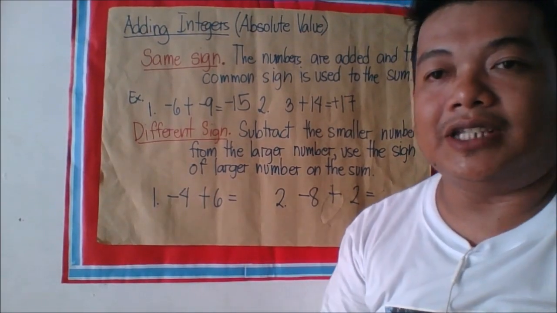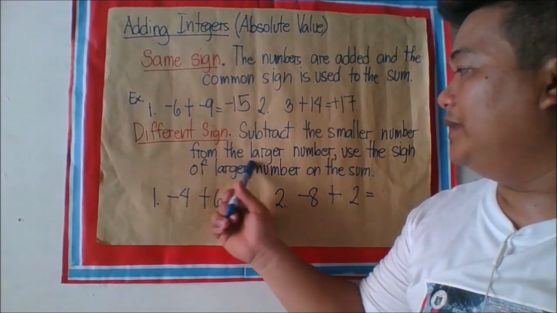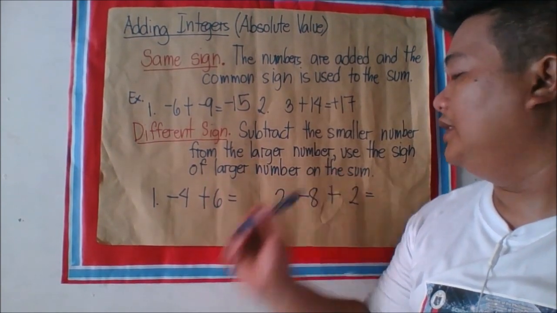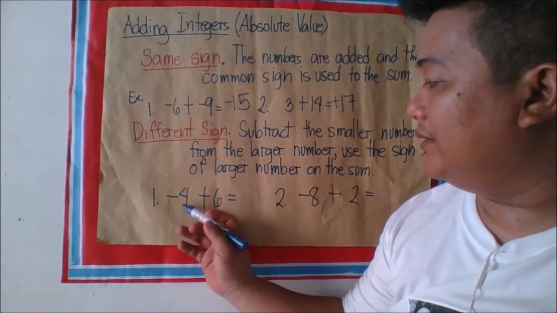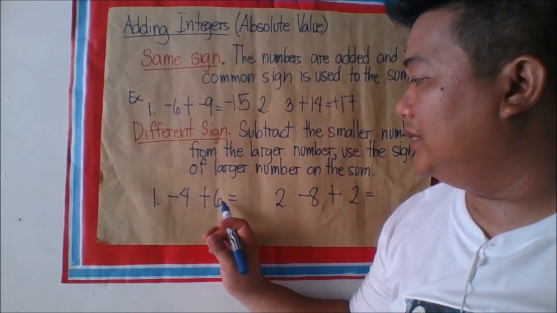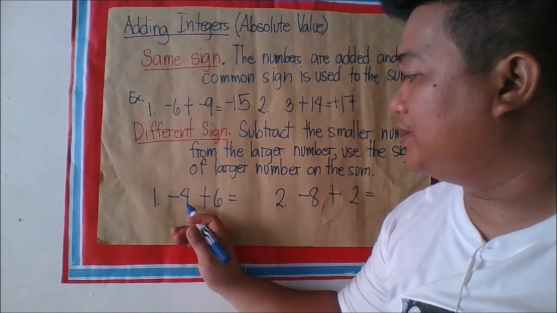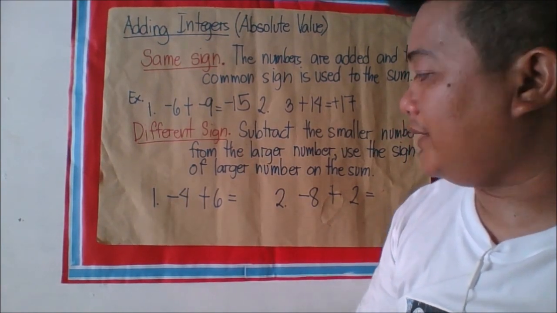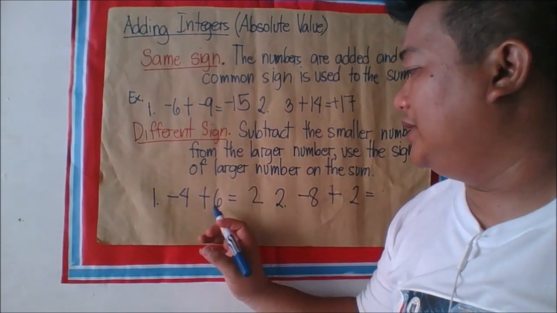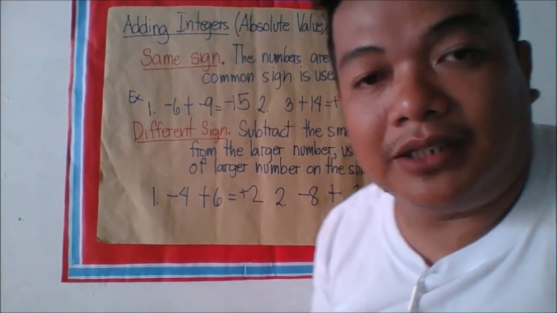Okay, so if the integers have different signs, you're going to subtract the smaller number from the larger number, then use the sign of the larger number for the sum. Okay, so we have here negative 4 plus 6. You're going to subtract the smaller number from the larger number. 6 minus 4, that would be 2. Then use the sign of the larger number. The larger integer or number is positive. So that would be positive 2.